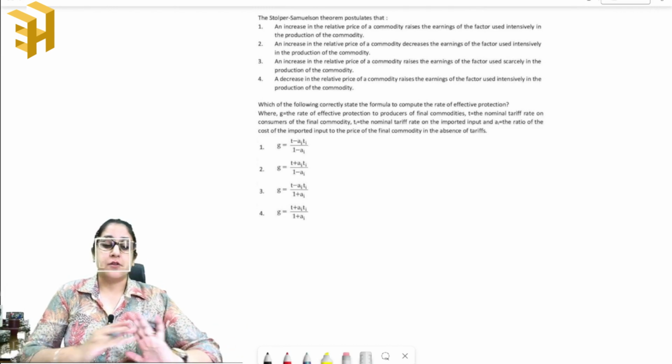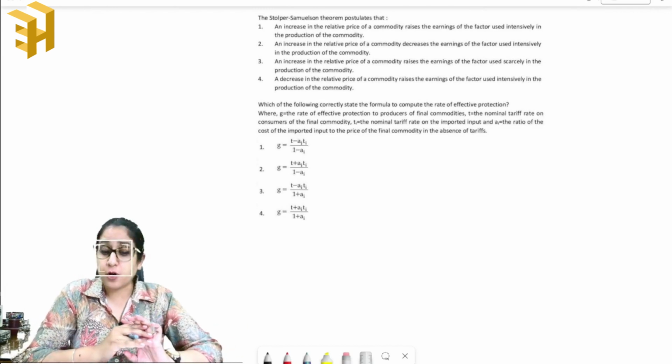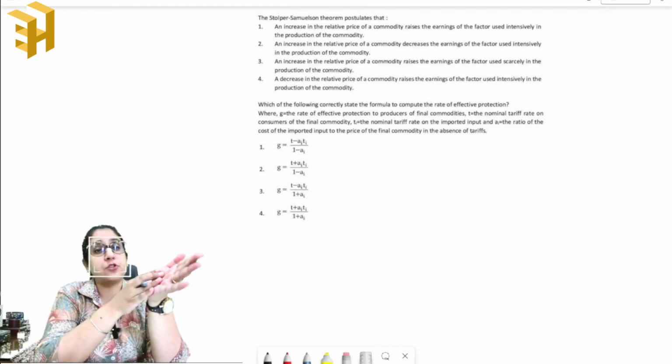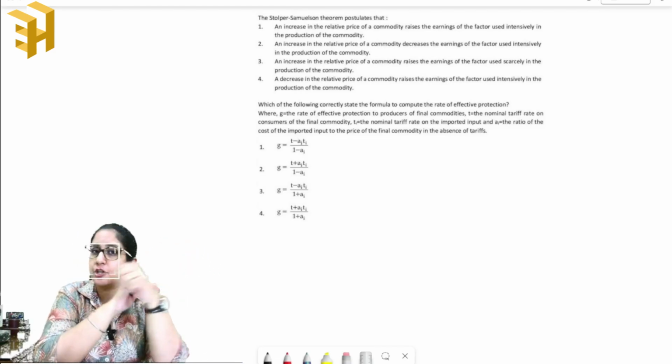Next question. The Stolper-Samuelson theorem postulates that, firstly, we read Stolper-Samuelson theory as a part of your Heckscher-Ohlin theory.